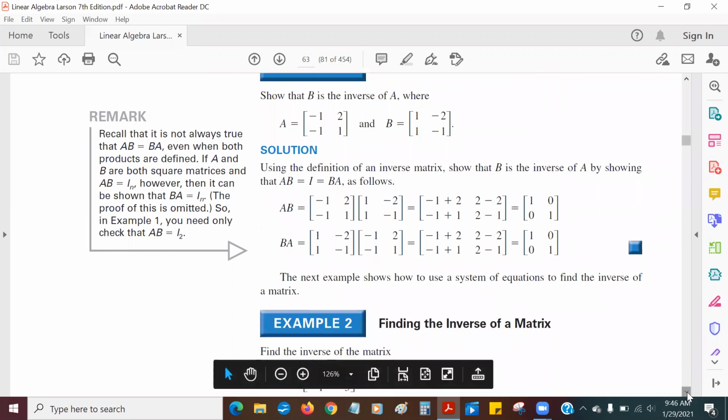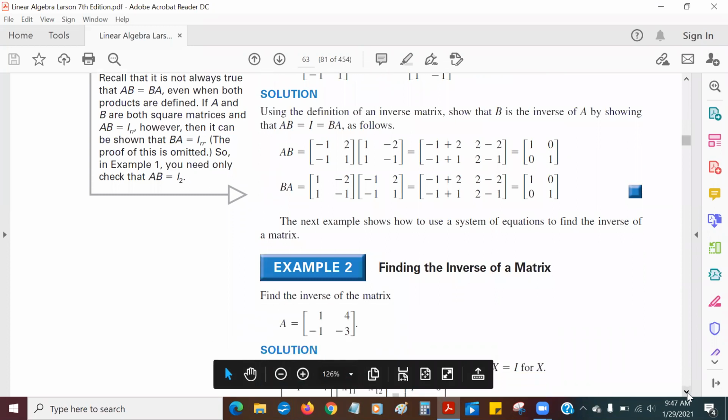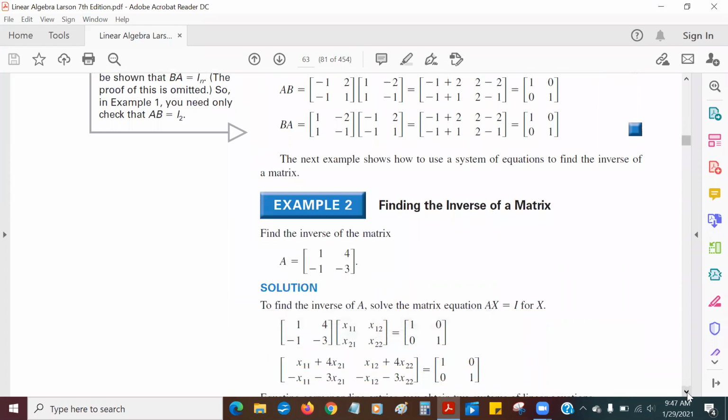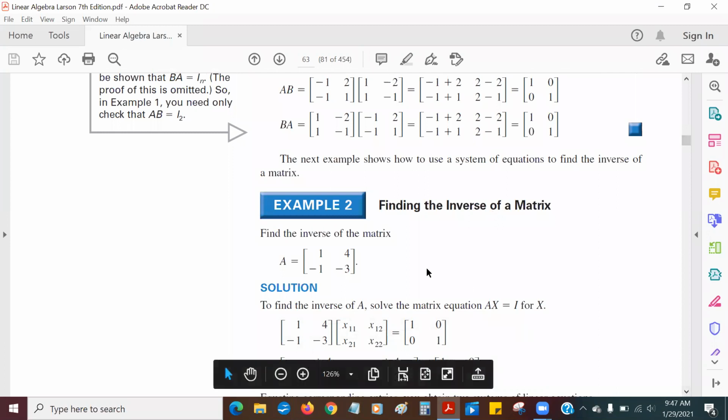So here we go. Here we're going to see how to do this. Now what does that mean? The inverse has to be a matrix, x11, x12, x21, x22. These are the four entries. It's obviously going to be a 2x2 matrix. And I know that when I do the matrix multiplication, I'm going to get 1, 0, 0, 1.